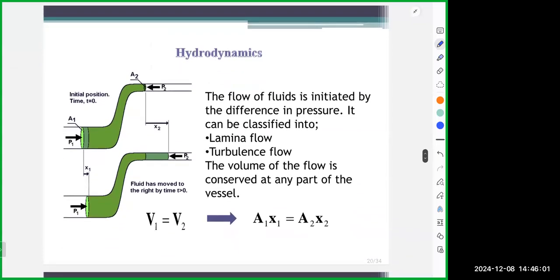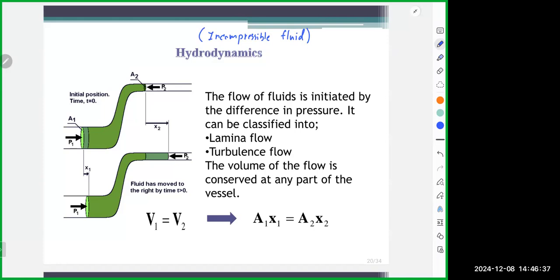Another one is about hydrodynamics. Right now, we are moving from hydrostatics into fluid dynamics. Okay, they can move, and we still have to apply the incompressible fluid.